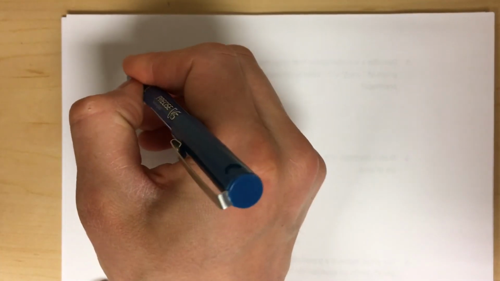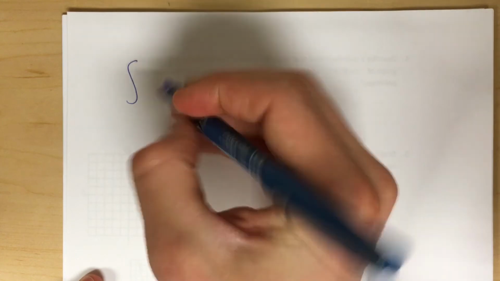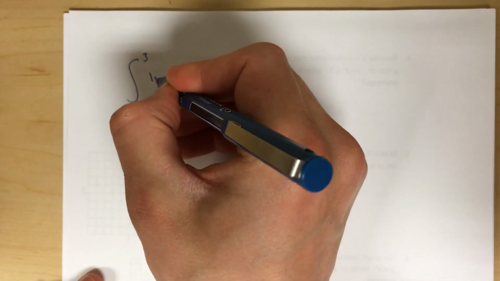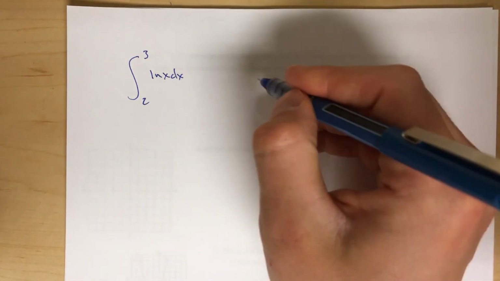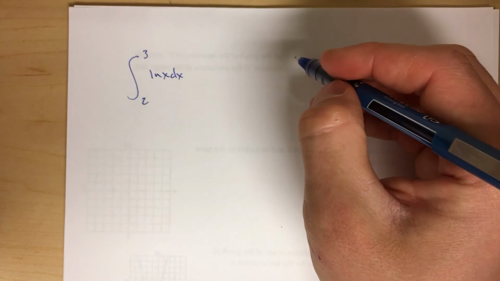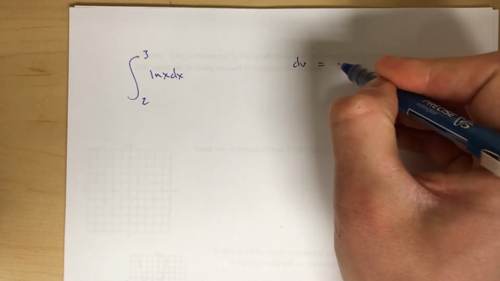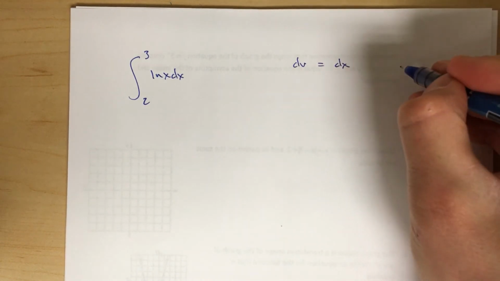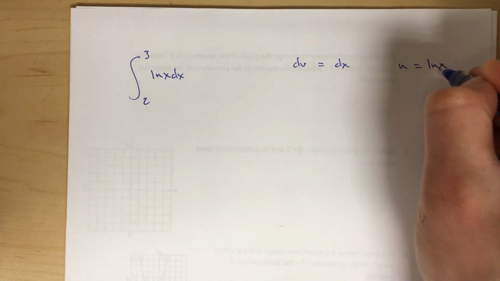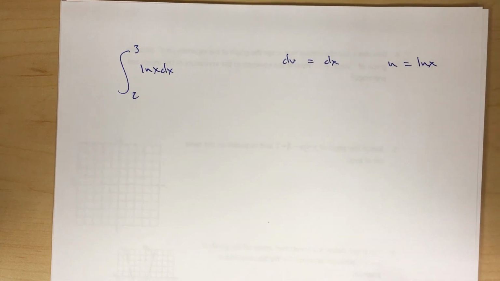Okay, let's try the definite integral from 2 to 3 of the natural log of x dx. Now, you may not see a product here, but don't forget about the old number 1, right? That's also a function. So if we let, say, dv be dx and u be ln x, we might think about what we could do with that.